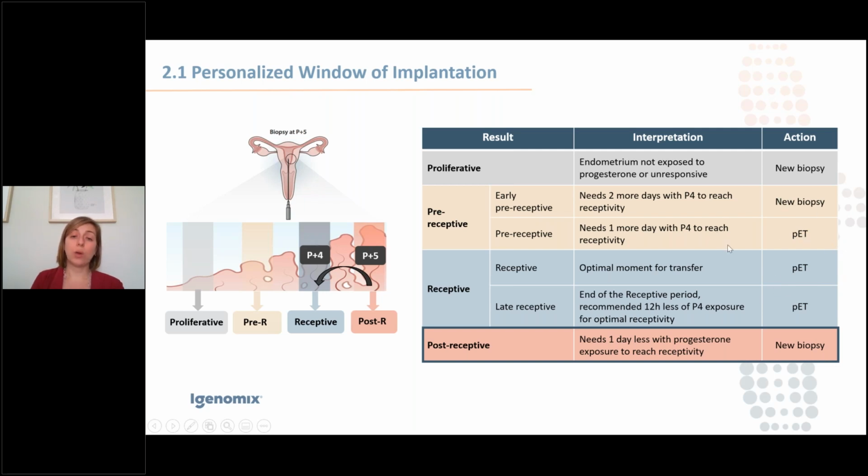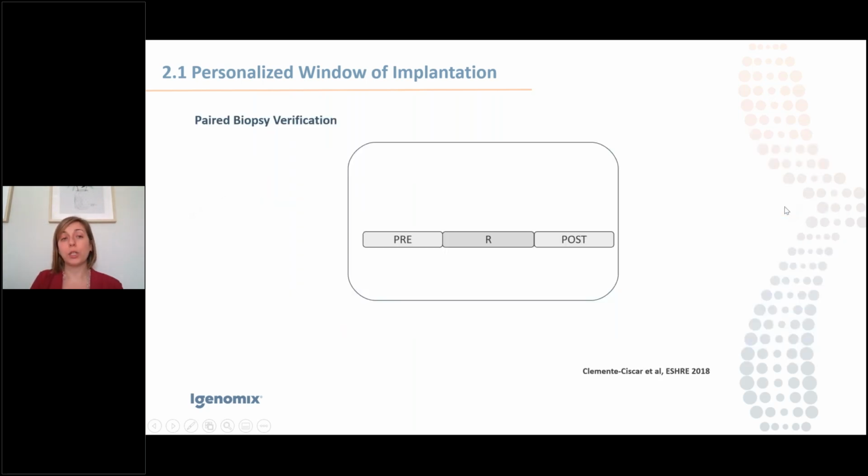In most of the cases, we are going to obtain this result: pre-receptive 1 day, receptive or late receptive. This accounts for more than 90% of the samples that we receive. And these cases, proliferative, early pre-receptive or post-receptive, are less than 10% of the cases that we receive. But in these 3 cases, we are going to need a new biopsy.